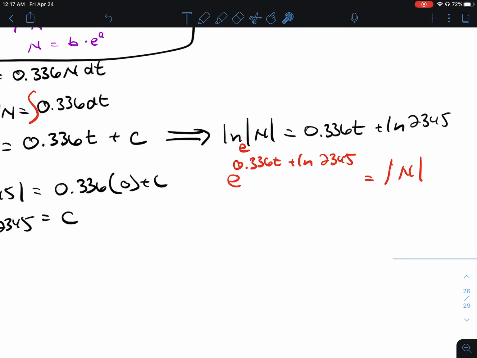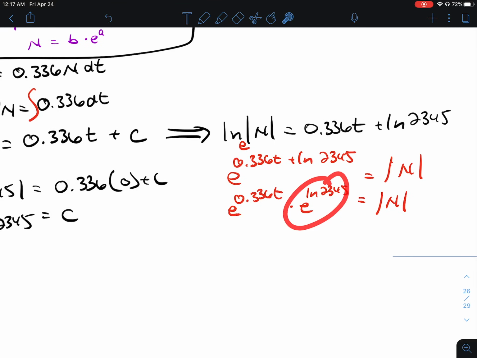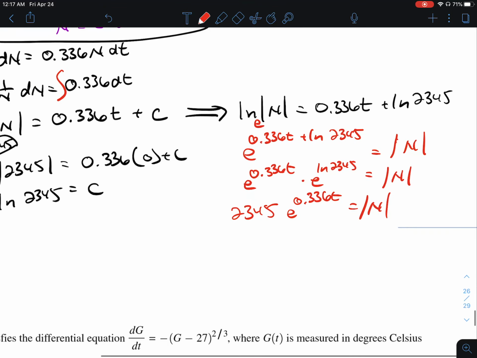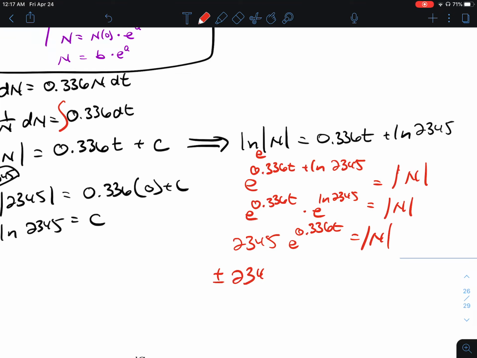And then this here on the left, when you're adding the exponent, we can separate this into two things that we're multiplying. And then this right here, e to an exponent that's a logarithm that has the same base, natural log has a base of e. This just becomes 2,345. Then to get n by itself, saying it's the absolute value. So that means that n is plus or minus this mess.